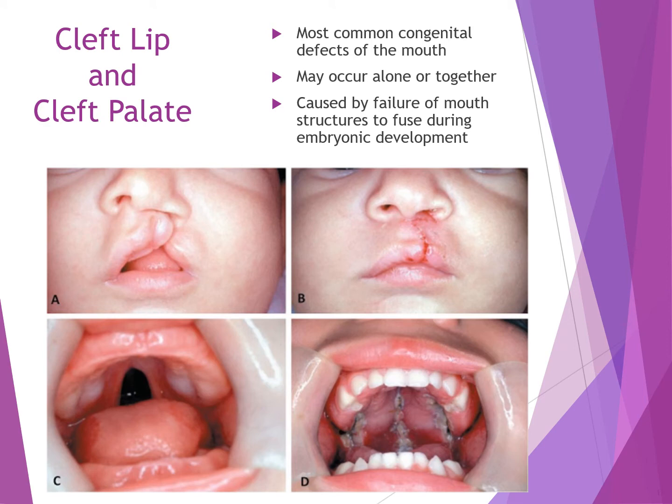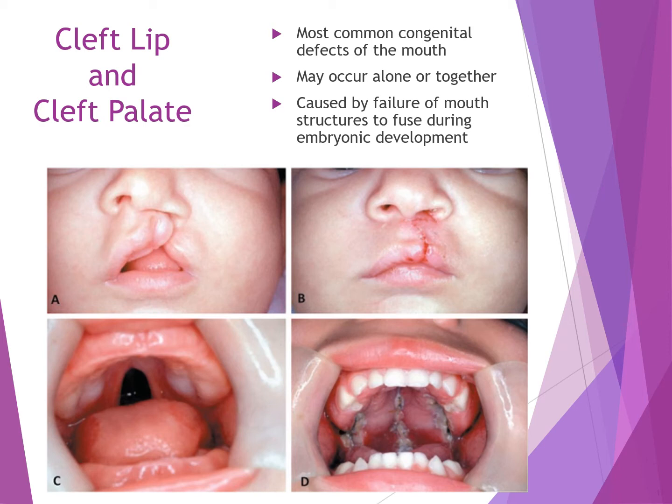Cleft lip and cleft palate are congenital defects that can also impair the mouth. The medical term for cleft lip is cheiloschisis, and cleft palate is palatoschisis, and we are left with this: a split in the lip or a split in the hard and/or soft palate.